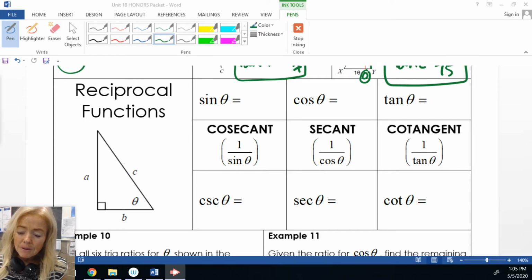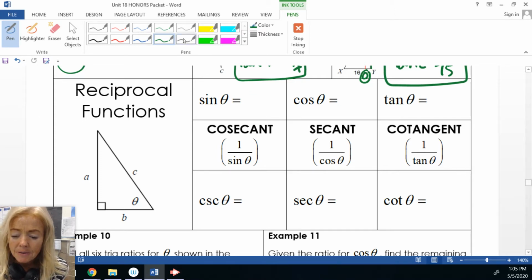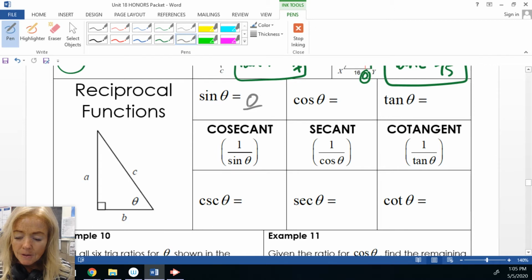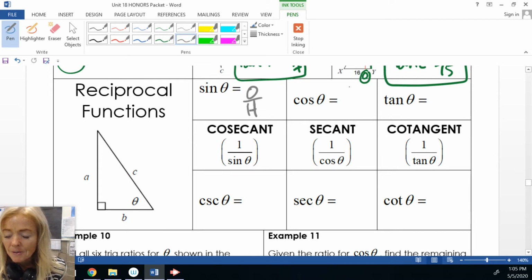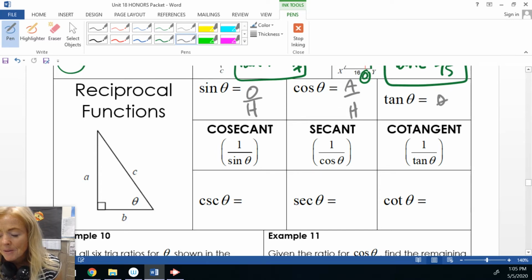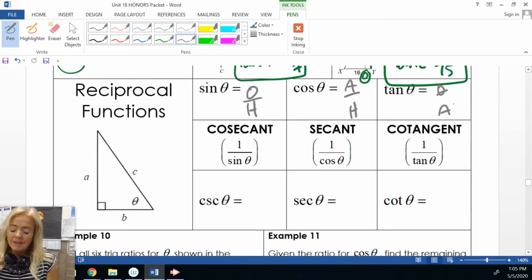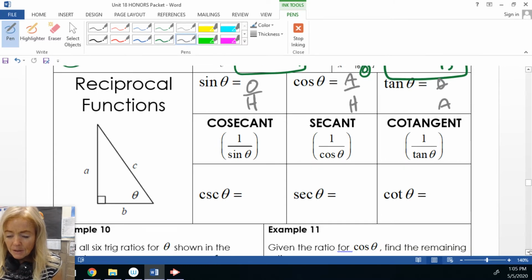So sine theta, remember, is opposite over hypotenuse. Cosine is adjacent over hypotenuse. And tangent is opposite over adjacent. Sorry, they moved. I'm sure when you write them down on yours, they'll be fine. Cosecant, secant, and cotangent are the reciprocals.